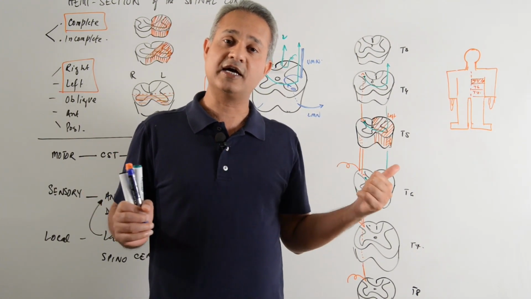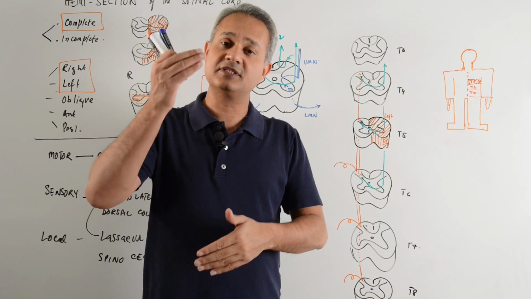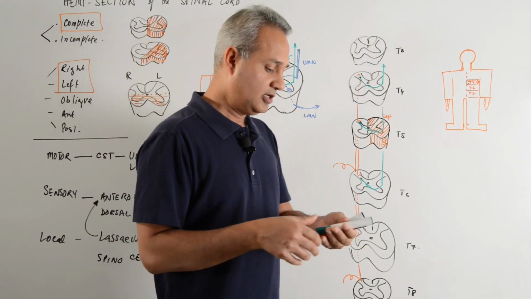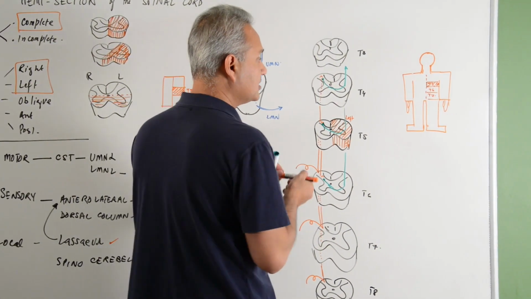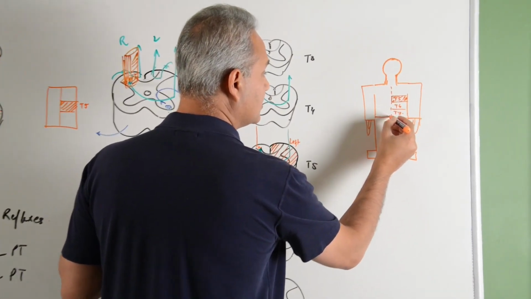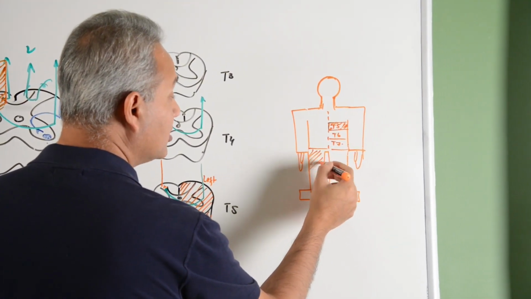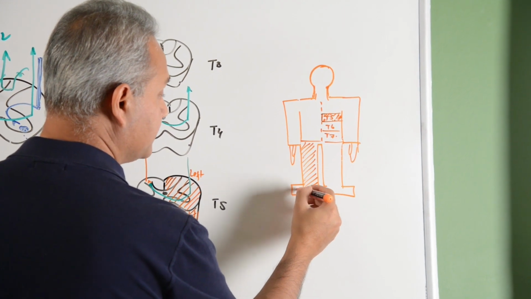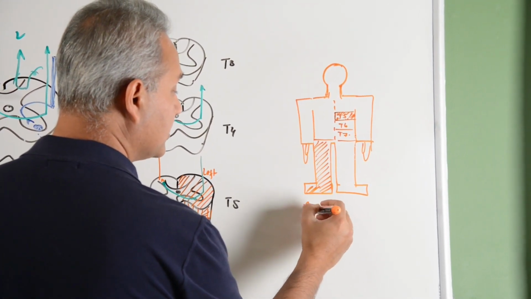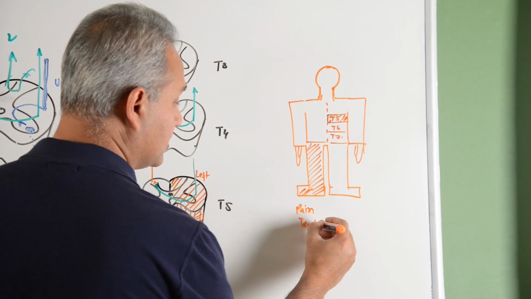Why? Because of the tract of Lissauer. Because fibers ascend and descend for 2 segments. So let me write that here. I'm going to say from 2 segments, 2 sections below, on the contralateral side, pain and temperature is gone.